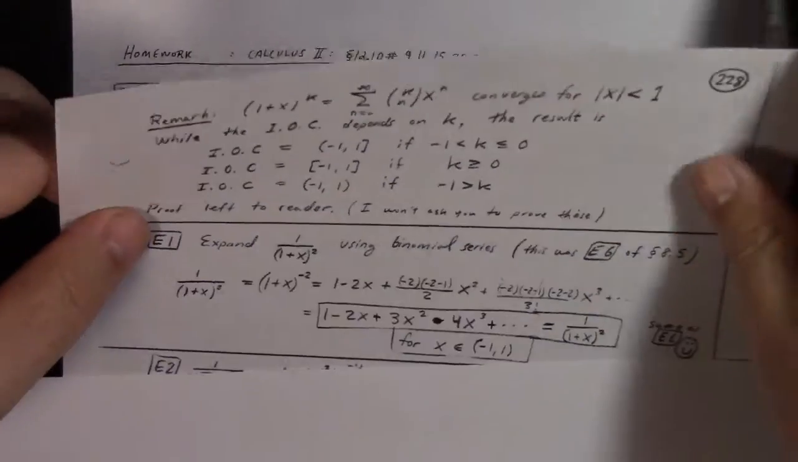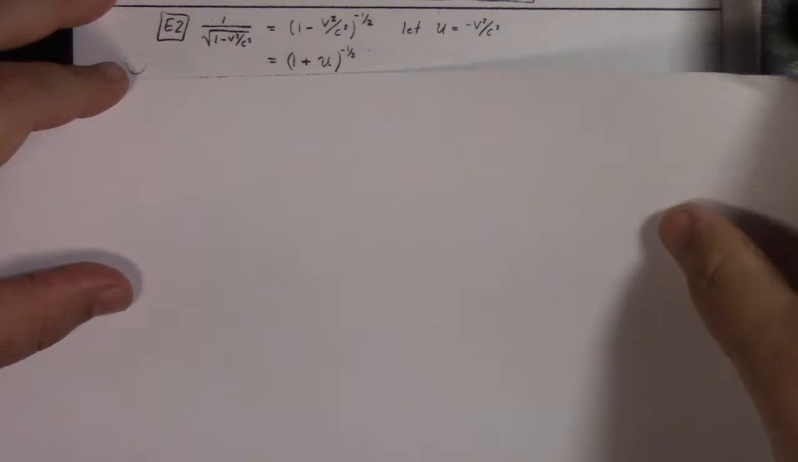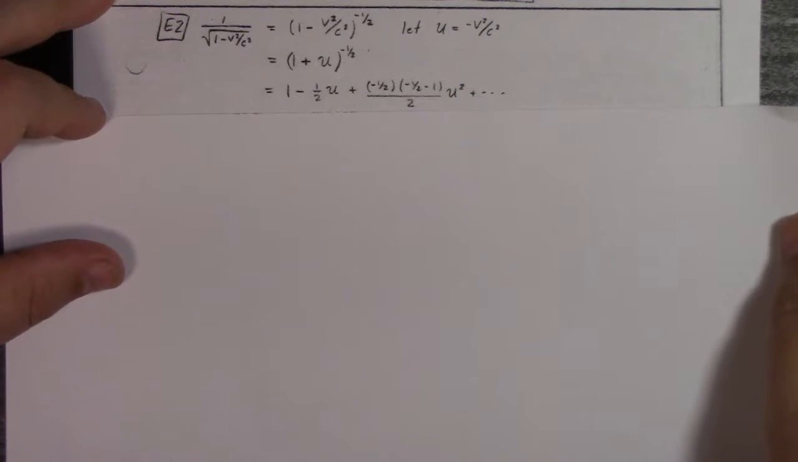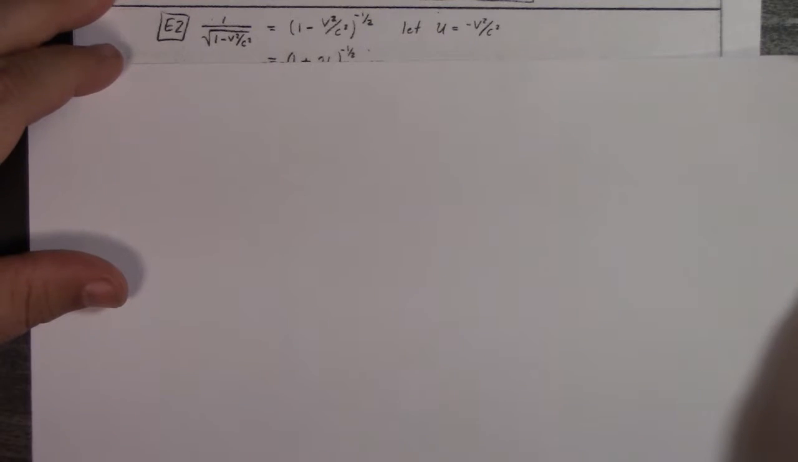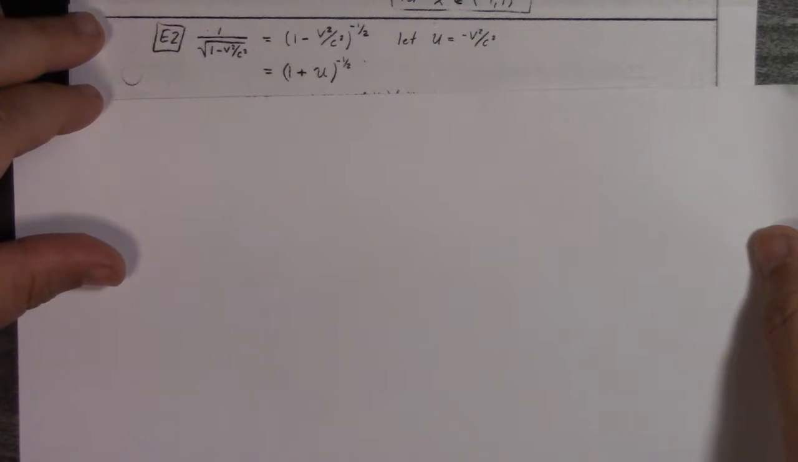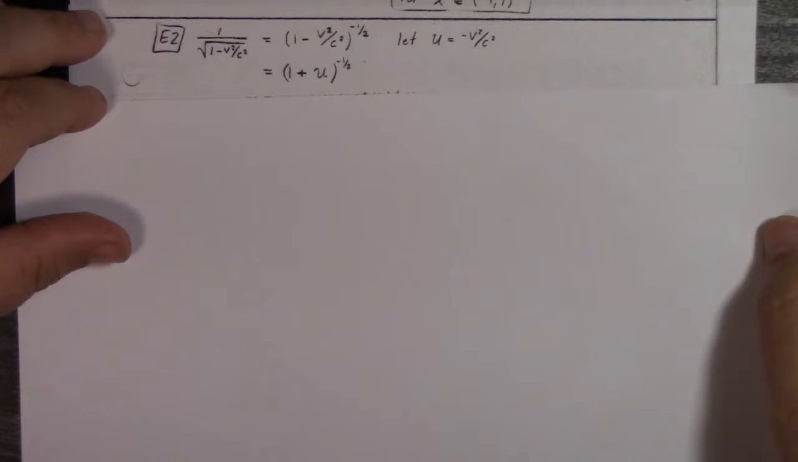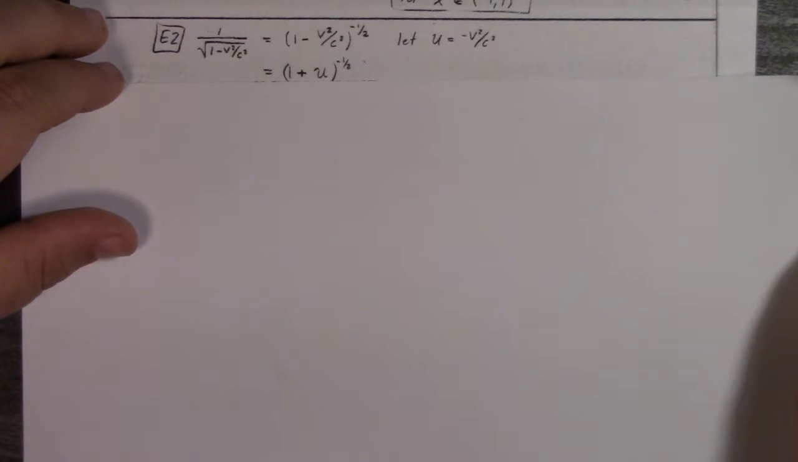Okay, anyway, moving on. Example 2, if we look at 1 over the square root of 1 minus v squared over c squared, this expression is called gamma in special relativity. It's important to the study of classical mechanics, where the velocity is close to the speed of light. Anyway, so that is 1 minus v squared over c squared to the minus 1/2 power.